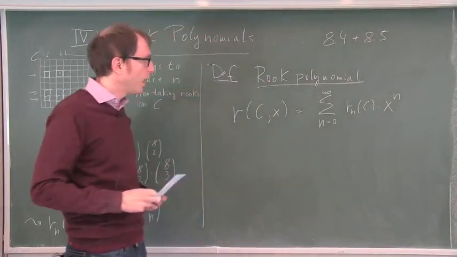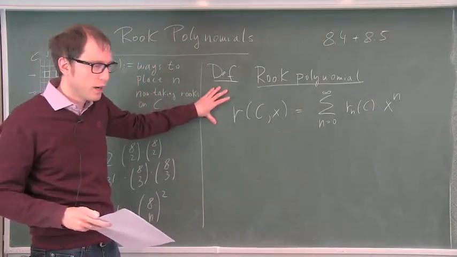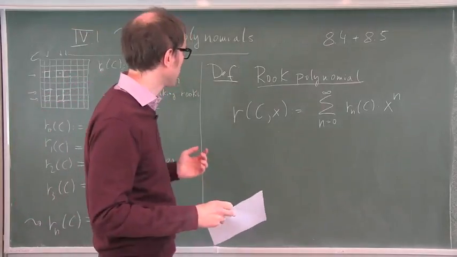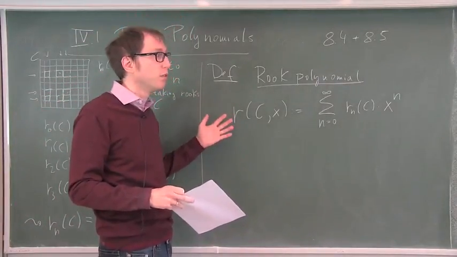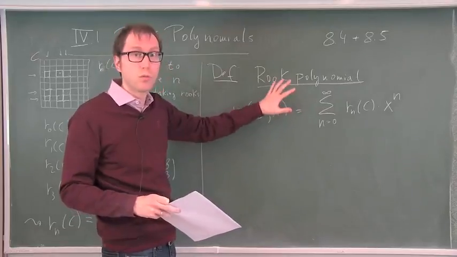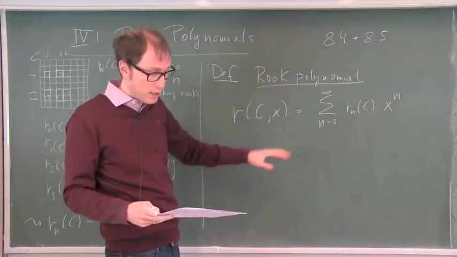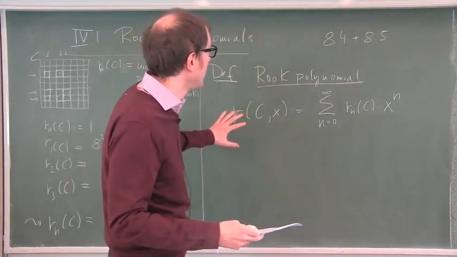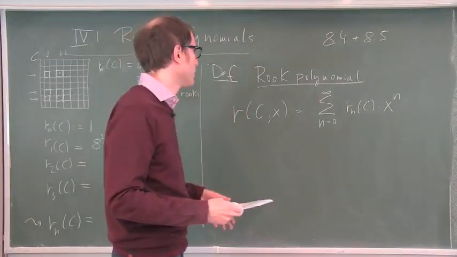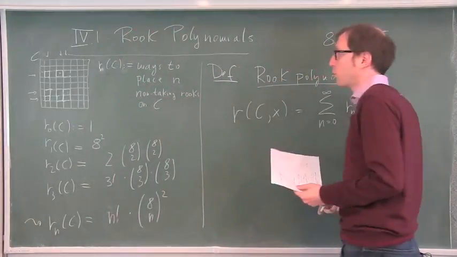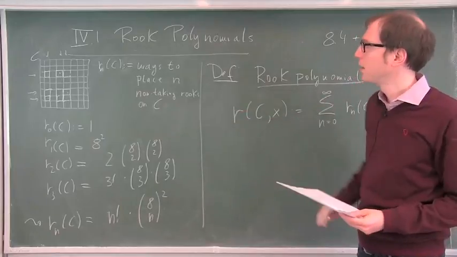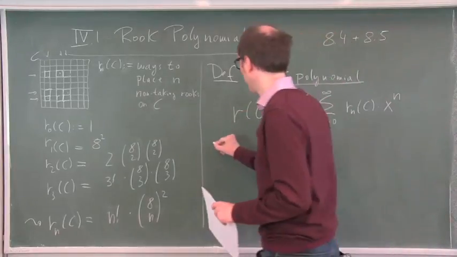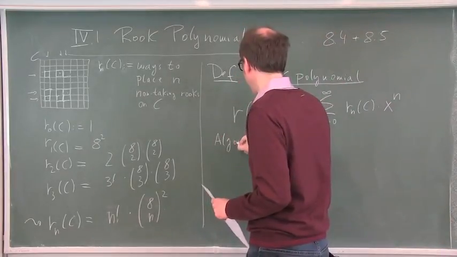And so why do we do this? Well, there are 2 ways you can answer this question. One is that this is an example of what's called a generating function. We're going to talk more about generating functions later. And another is that this sometimes makes computing these Rook polynomials, so these Rook numbers, a little easier. Because for instance, there's the following algorithm.